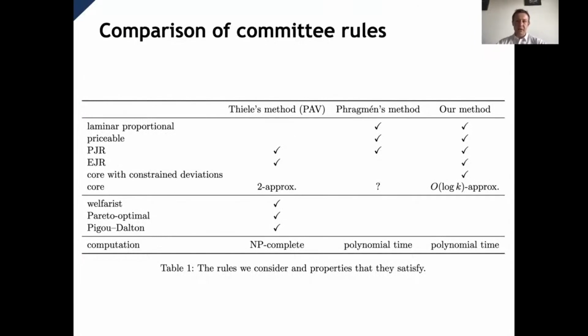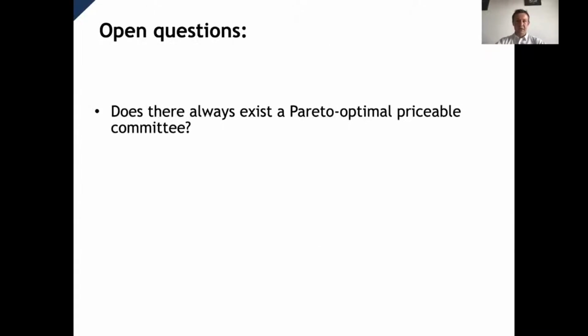Let me conclude by giving an interesting open question that we encountered and we do not have an answer for. This open question is the following: does there always exist a Pareto optimal priceable rule? All rules which satisfy priceability that we know, that is Phragmén's rule and the new method that we developed as a part of this project, fail Pareto optimality. So it would be nice to know whether these two properties are incompatible or whether one can find a rule which satisfies both.